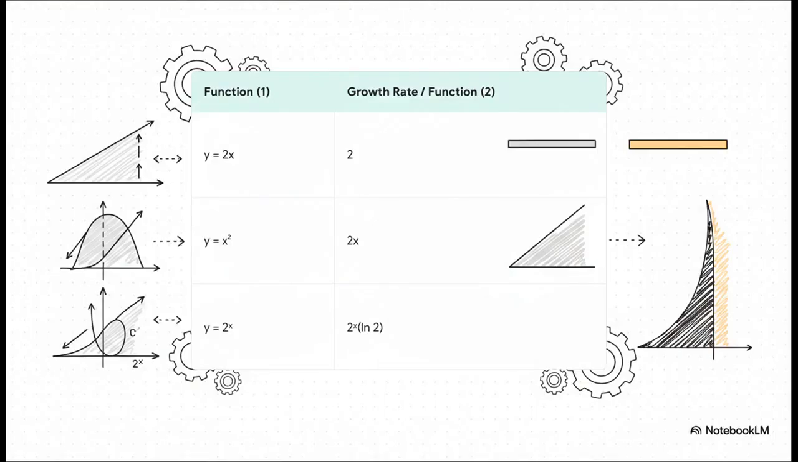This table really makes that pairing concrete. So on the left, we've got our position functions. For a straight line like y equals 2x, the growth rate is always just 2. Simple, right? But now look at the curve, y equals x squared. Its growth rate is 2x, which means the slope itself is constantly changing. Every function has its own unique slope function, and figuring that out is the first major trick of calculus.